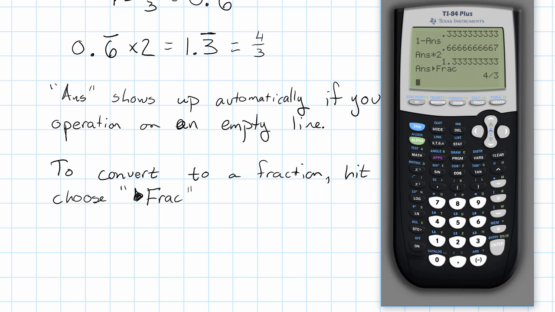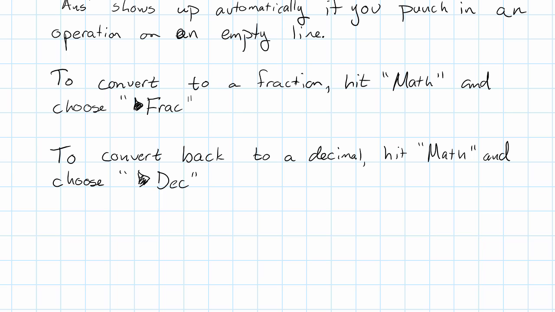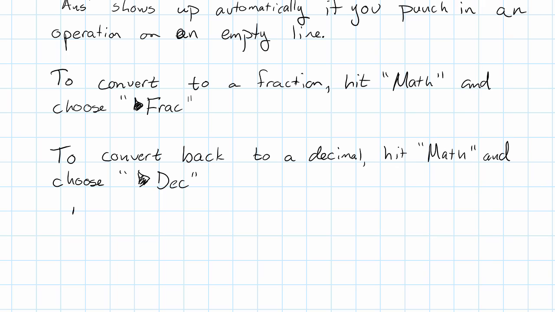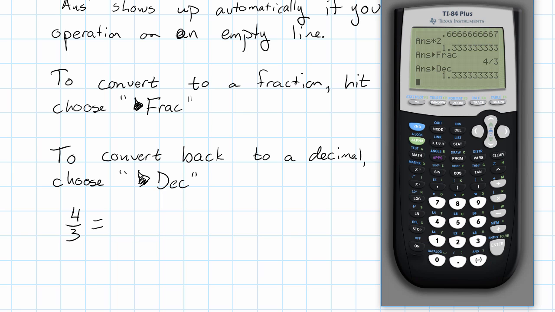Okay, let's convert that back to a decimal. To do that, we hit Math again and choose 2 decimal. Okay, why might we want to do that? Well, we've got this fraction 4/3. Maybe we want it as a mixed number.